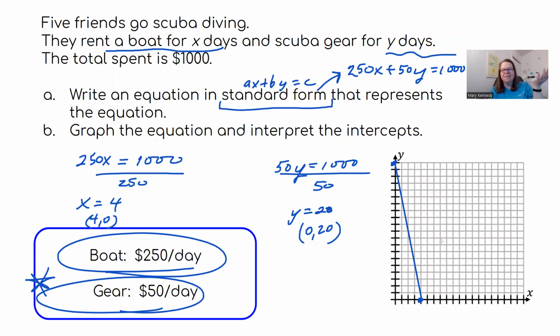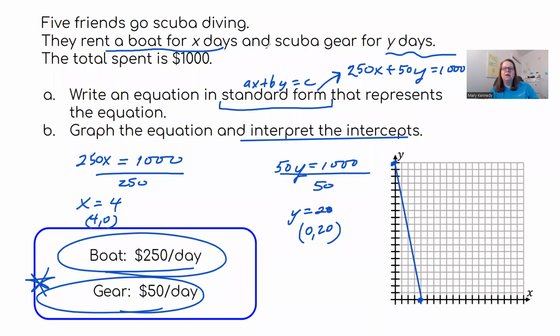Think about why. We're spending money. We're not going to extend into the other quadrants because that would be a negative number of days and potentially a negative amount of money that's spent, and that's just not a practical application for this. Okay. So what do the intercepts mean here?